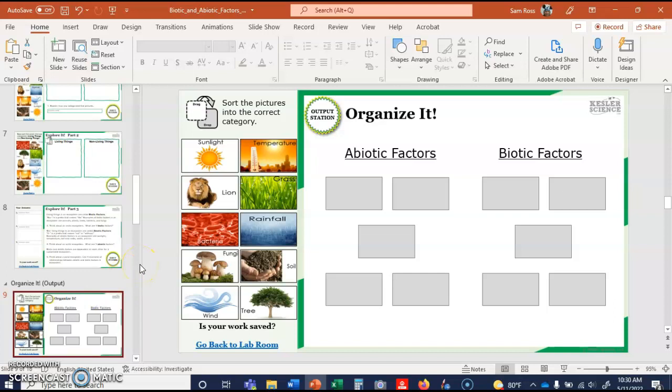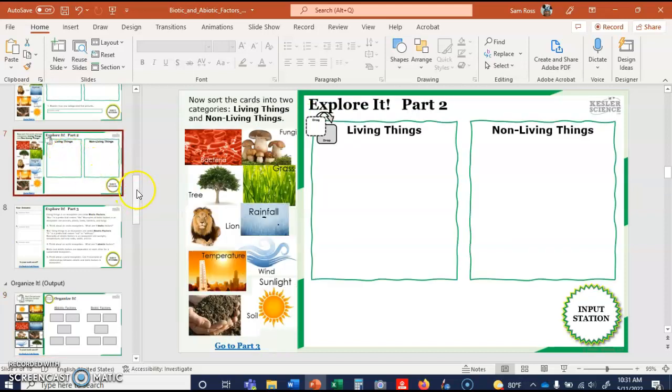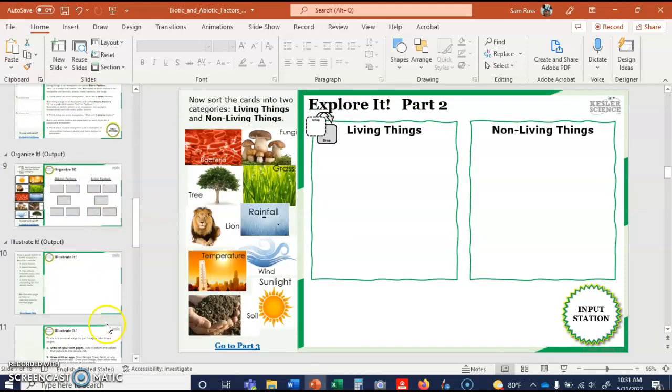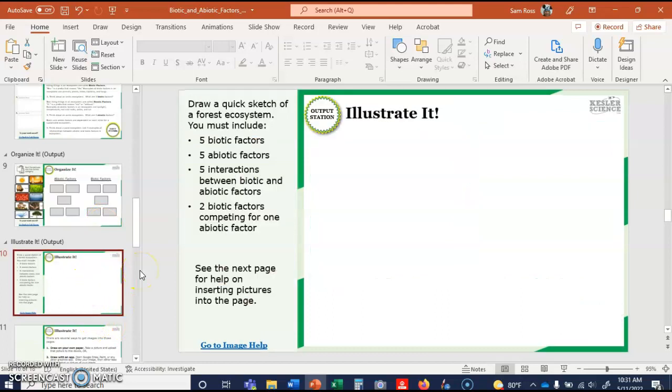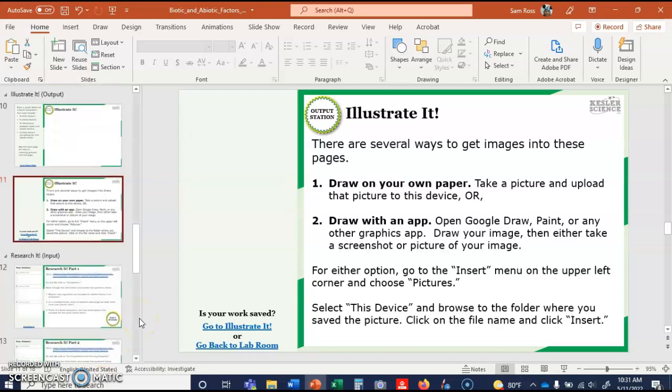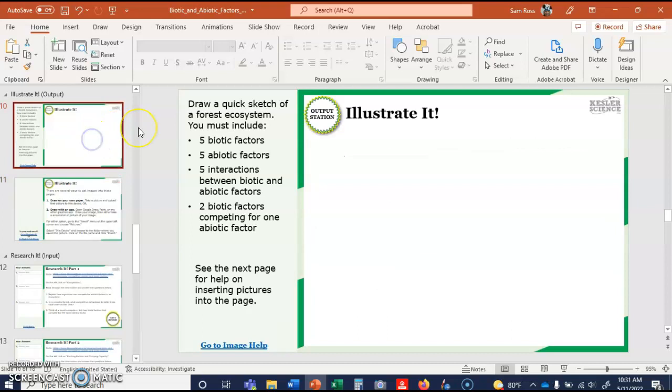Here we have Organize It with abiotic and biotic factors. It looks almost exactly like this part of the Explore It. So hopefully you'll be able to use that. And then here in Illustrate It, since we're going to do this on the computer, you're welcome to draw this, but what you could do is search for an image of a forest ecosystem, and then make sure it has 5 biotic, 5 abiotic interactions, and then competing factors. And you can copy and paste it right here. You really don't need this screen unless you're going to draw it on paper, and then let me know by saying on paper on this one.